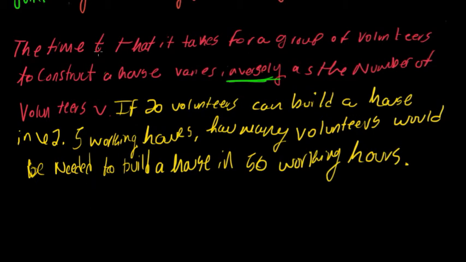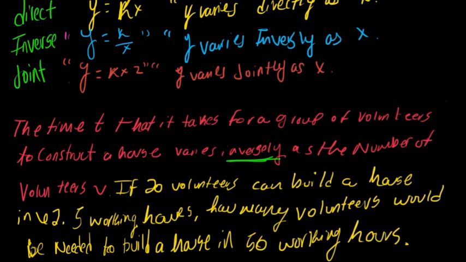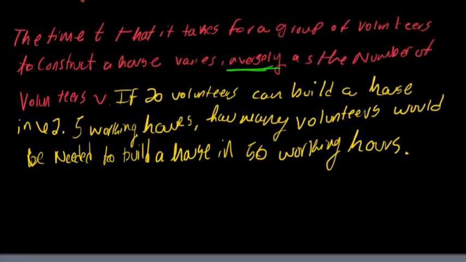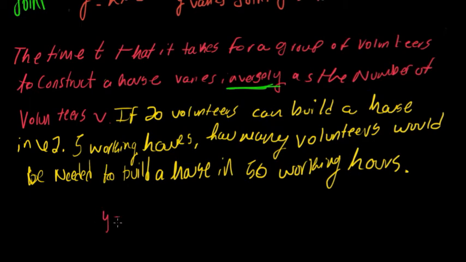Now, this basically says t varies inversely with v. Remember how inverse variation said y varies inversely as x. This says t varies inversely as v. So if y varies inversely as x looks like this, how does t varies inversely with v look? Well, t is equal to k over v. Okay, that's how that will look. Let me rewrite this right here. So t is equal to k over v.